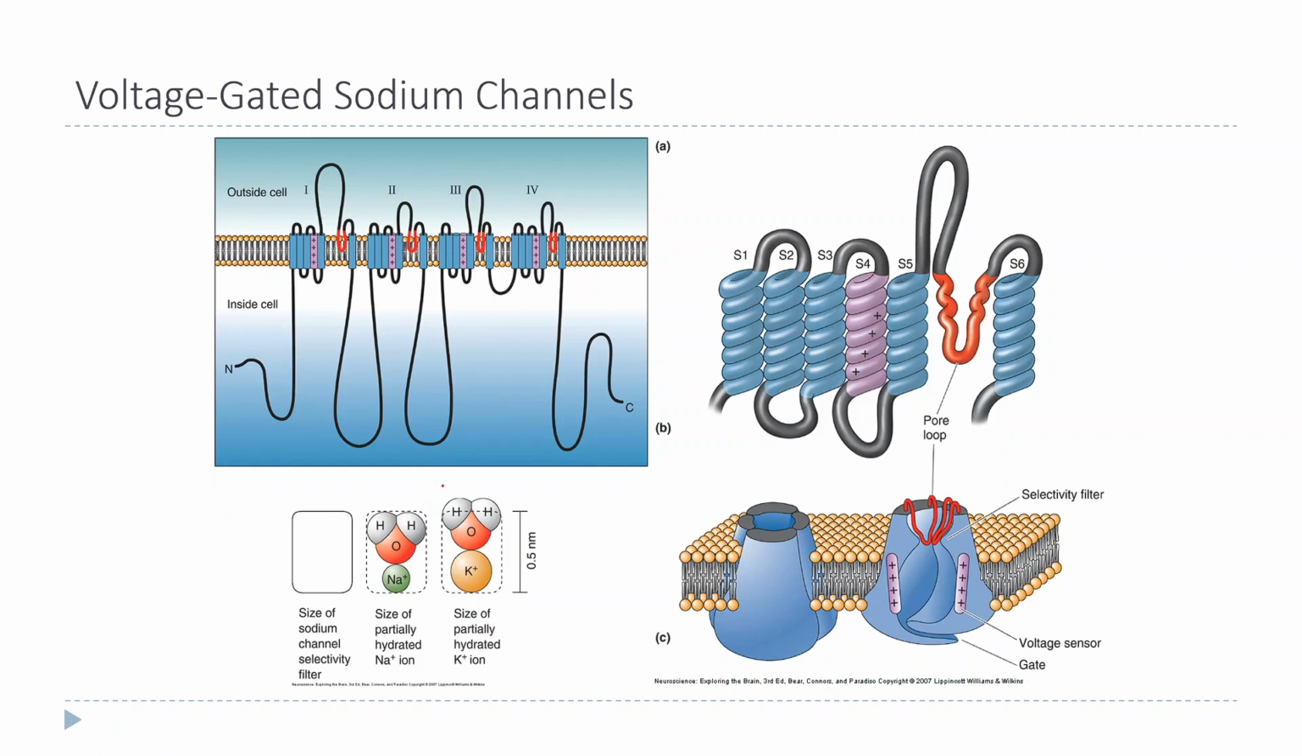But the part that determines whether or not the channel actually opens consists of these regions here, this part of the protein called the voltage sensor. And the voltage sensor is kind of what it sounds like. It's a group of amino acids, and you can see within each domain there's one loop that's colored purple here. So there's one here, one here, one here, and one here. You have to picture all 4 of those surrounding the pore in a ring.